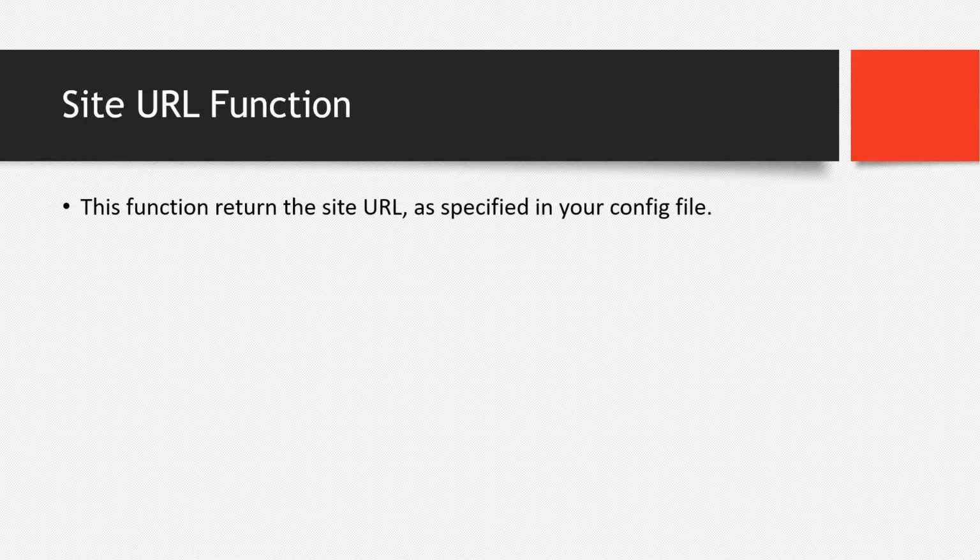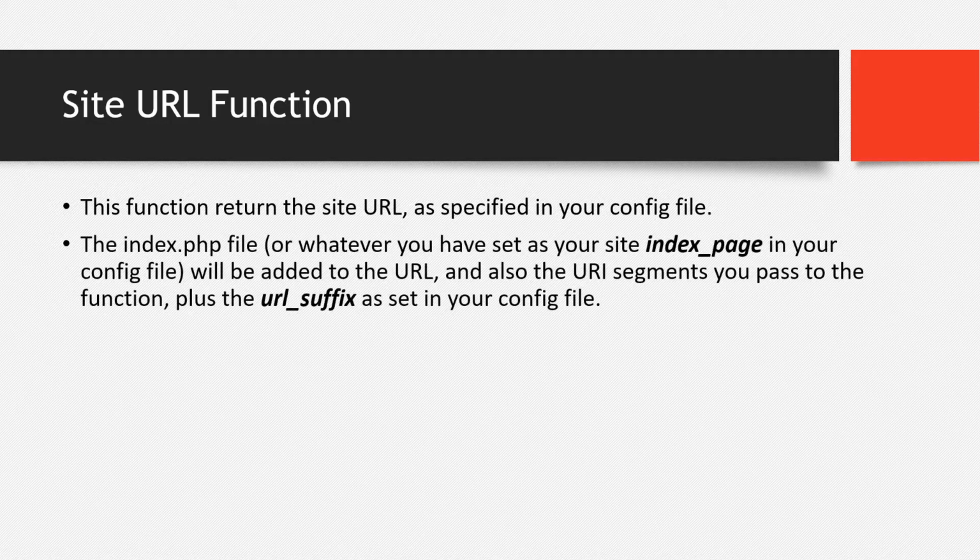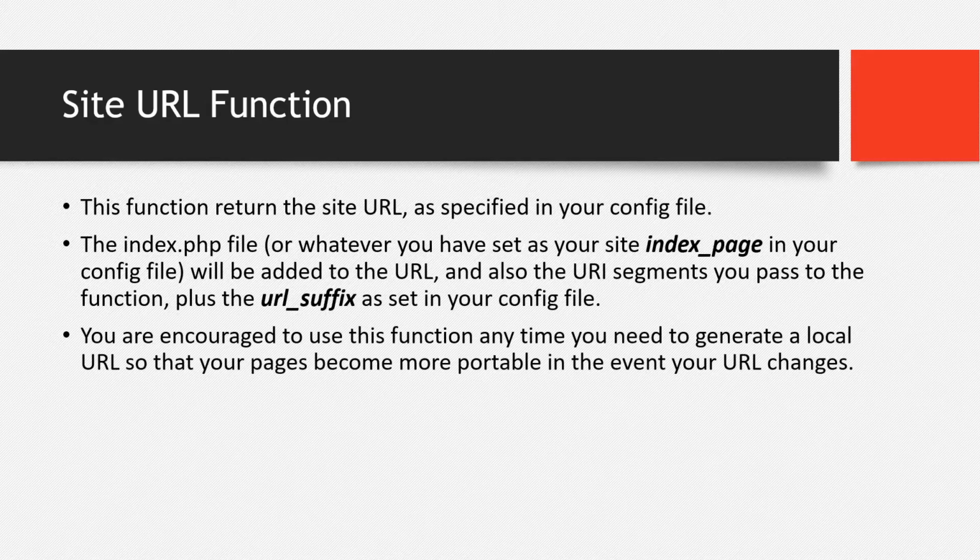So let's start with the site URL function. This function returns the site URL as specified in your config file. The index.php file, or whatever you have set as your site index page in your config file, will be added to the URL, and also the URI segment you pass to the function, plus the URL suffix as set in your config file. You are encouraged to use this function anytime you need to generate a local URL so that your pages become more portable in the event your URL changes.